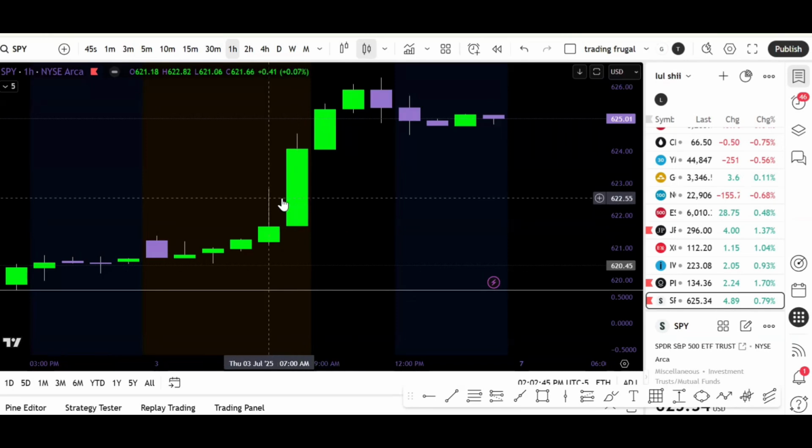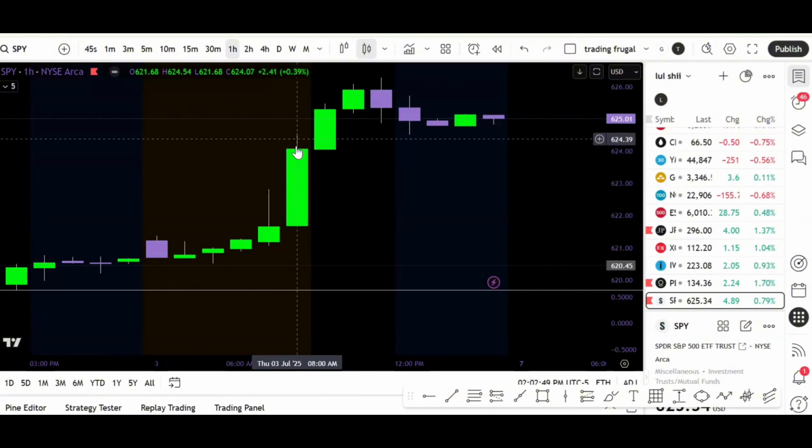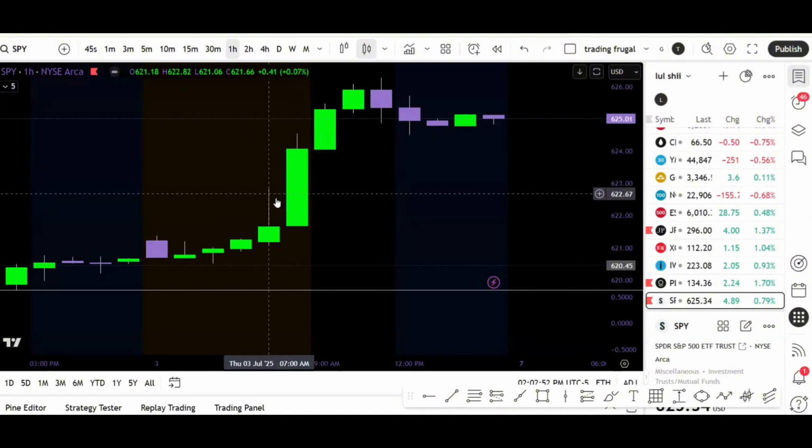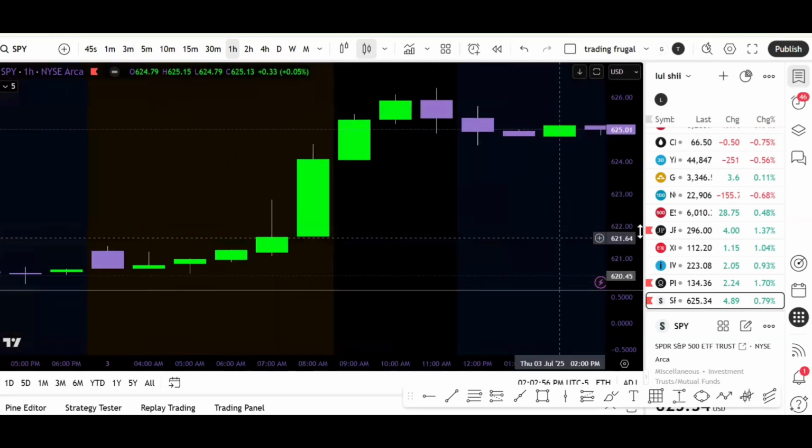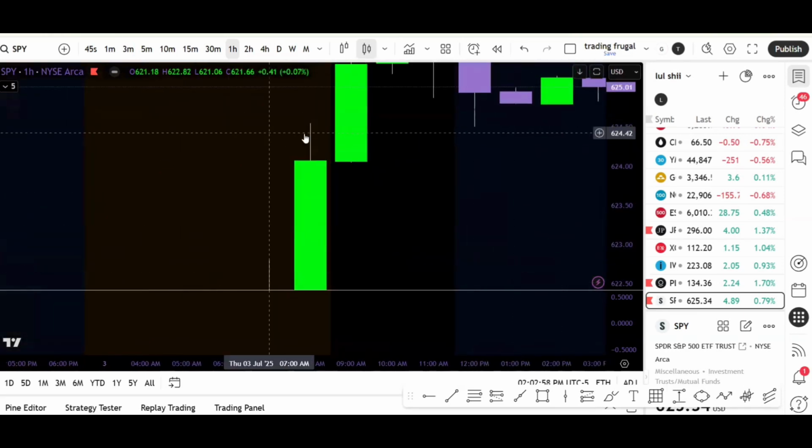Okay. So the wicks, aka the shadows, which are the sticks, the lines, these are wicks. On all these candles, you see wicks. These are wicks. Those are the shadows of the candle, these wicks.